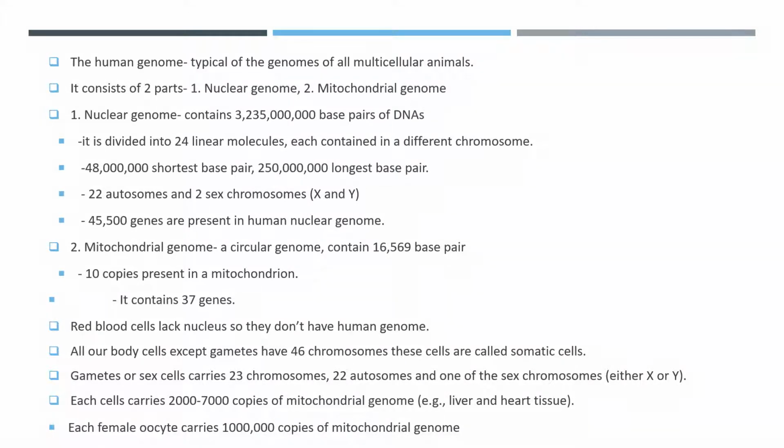All our body cells, except gametes, have 46 chromosomes. These cells are called somatic cells. Gametes, or sex cells, carry 23 chromosomes: 22 autosomes and one of the sex chromosomes, either X or Y. Each cell carries 2,000 to 7,000 copies of the mitochondrial genome. Each female oocyte carries 1,000,000 copies of the mitochondrial genome.